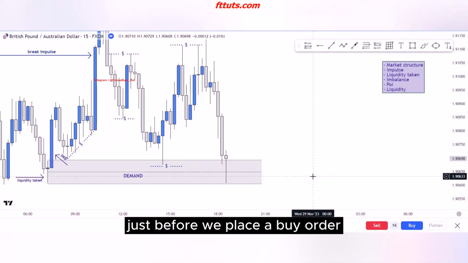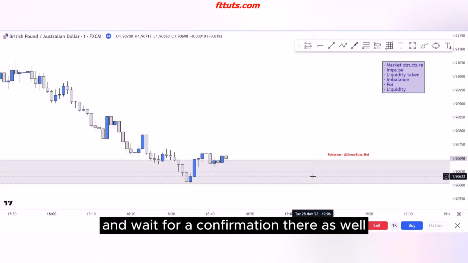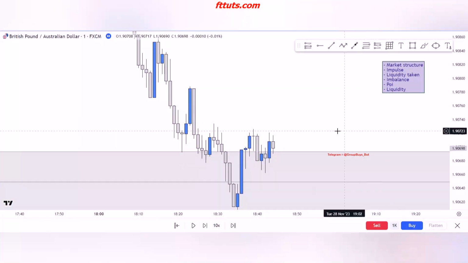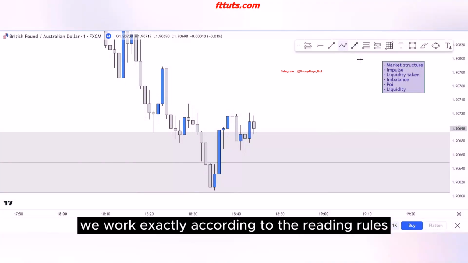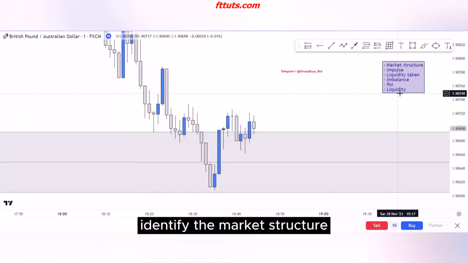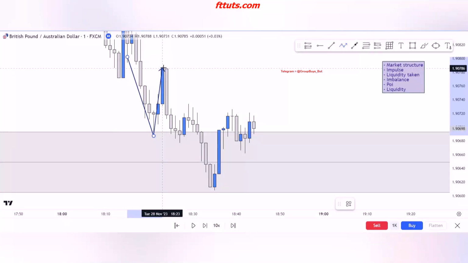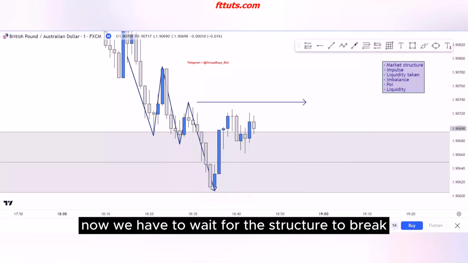Just before we place a buy order, we go down to a lower time frame and wait for a confirmation there as well. So here too, we work exactly according to the written rule. Identify the market structure. Now we have to wait for this structure to break.